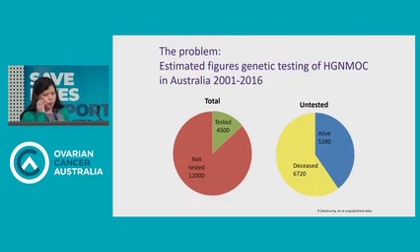Now, this is the issue. We think at the moment we are not testing everyone that we need to test. A significant proportion of people who should be tested are not tested at the moment. And out of those untested individuals, more than half of them would have passed away due to their disease.